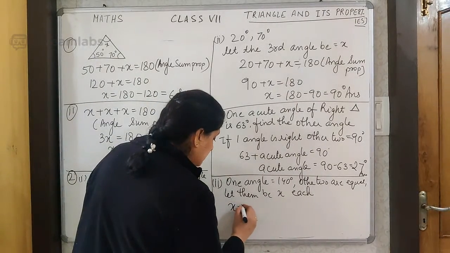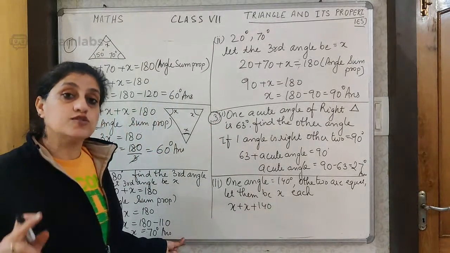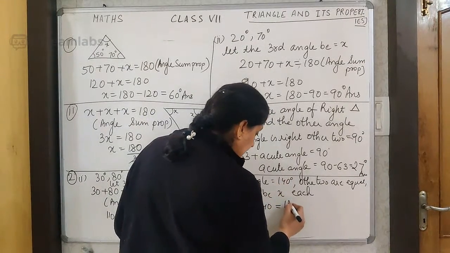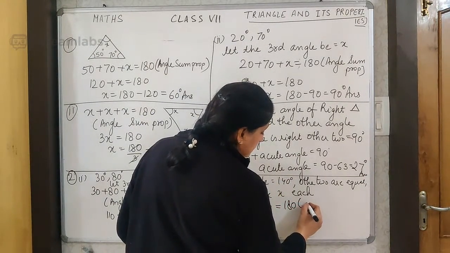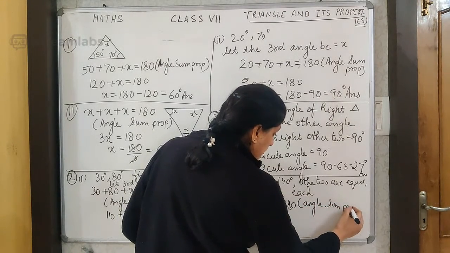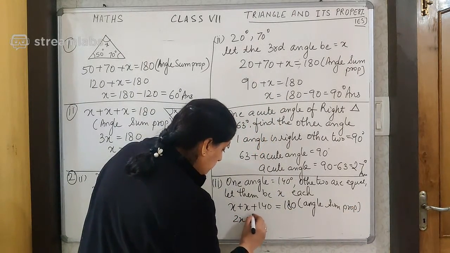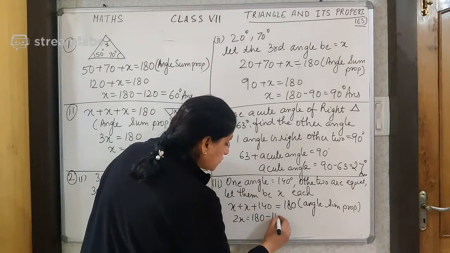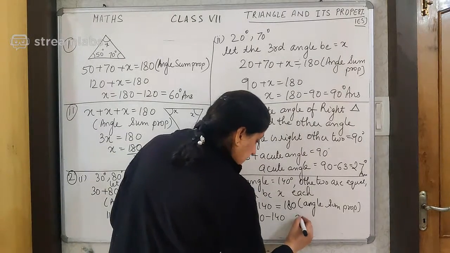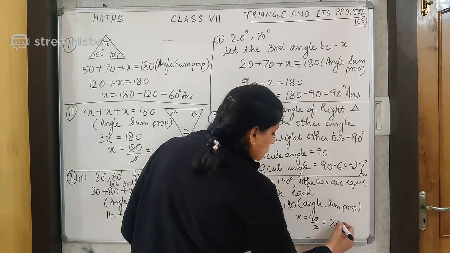So then we have x plus x plus 140. This becomes the three angles of the triangle. Two are x and one is 140, equal to 180. And I write the reason, angle sum property. Okay. So I get over here 2x is equal to 180 minus 140. 2x is equal to 40. x is equal to 40 upon 2, which is 20 degrees.